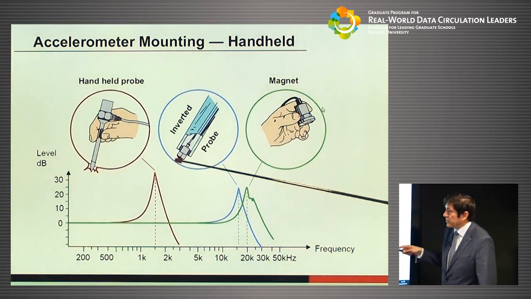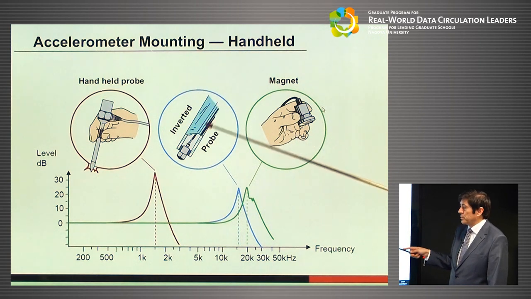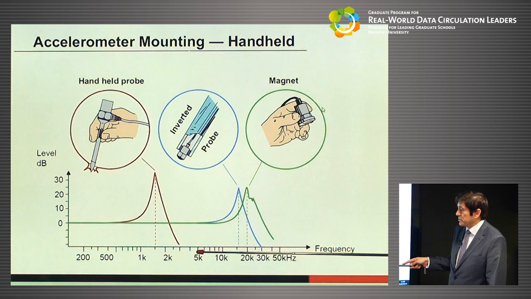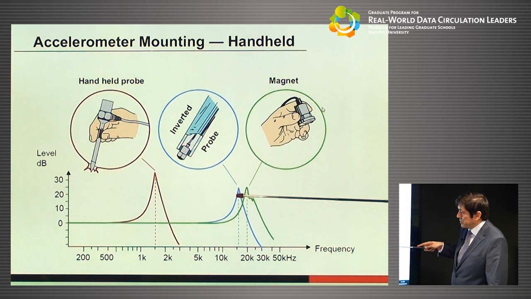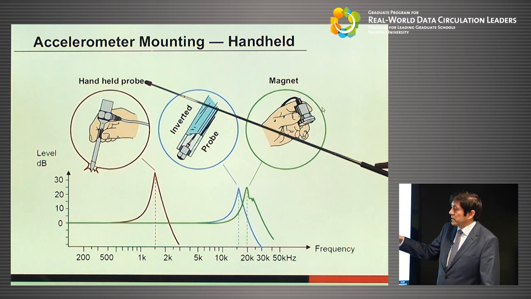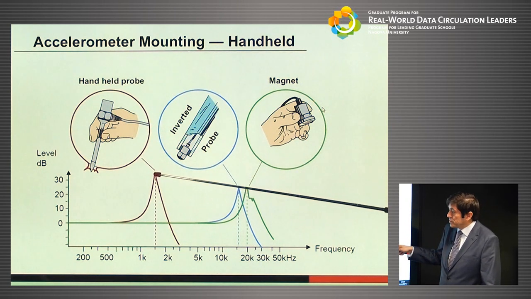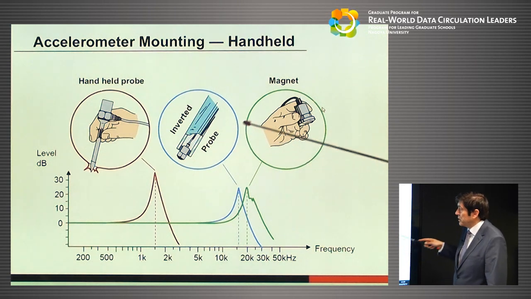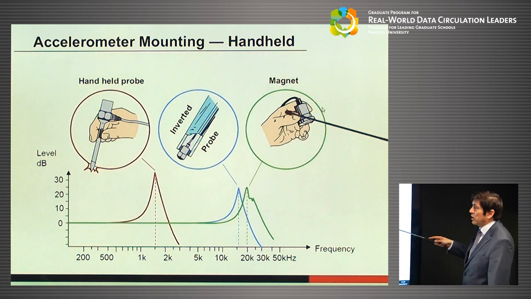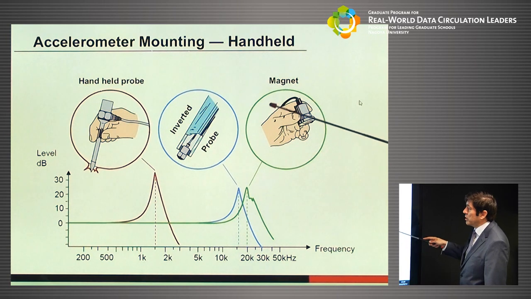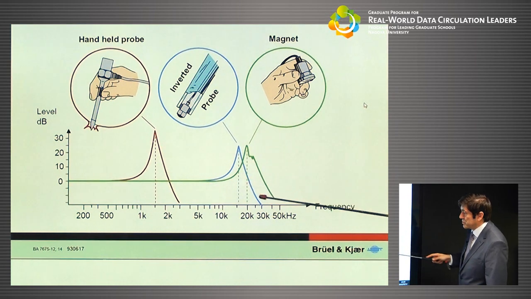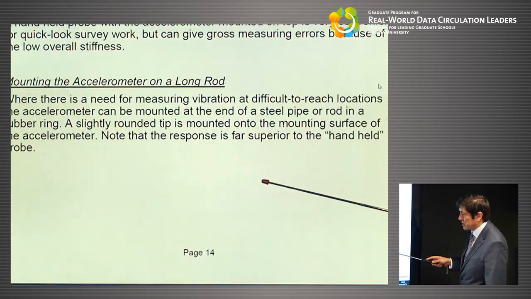On the other hand, if you use a handheld probe, you'll get such a frequency response curve. That's inverted probe, that one magnet. So lowest frequencies for the handheld probe, highest frequencies for the magnet. So that's the best way to mount a handheld accelerometer. Those frequency response curves give us that.